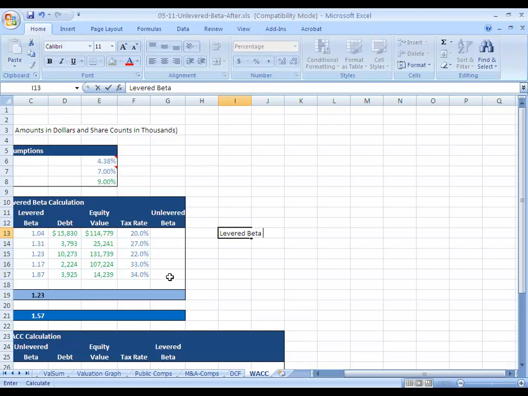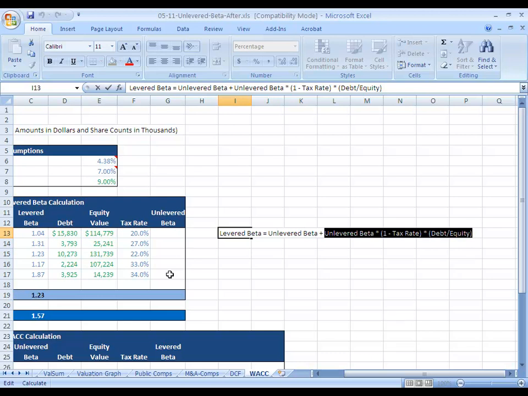Levered beta is equal to unlevered beta plus unlevered beta times 1 minus the tax rate times debt over equity. So what we're saying here is that levered beta, a company's risk from both equity and debt, is equal to its risk from just equity right here, and then its risk associated with debt. So the additional risk a company takes on as a result of debt.